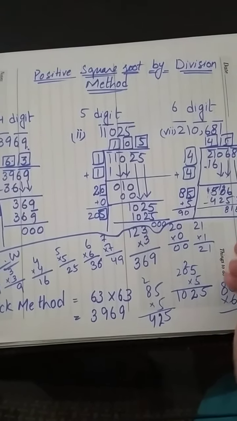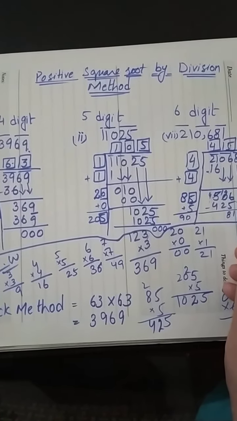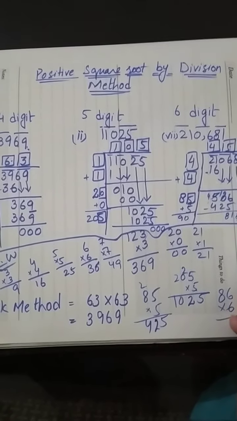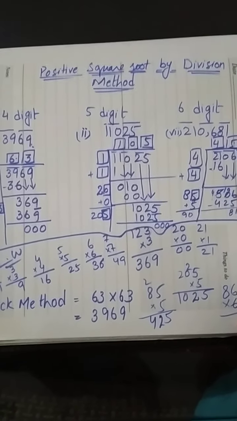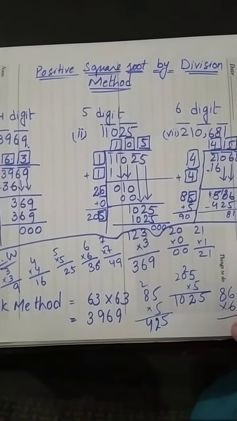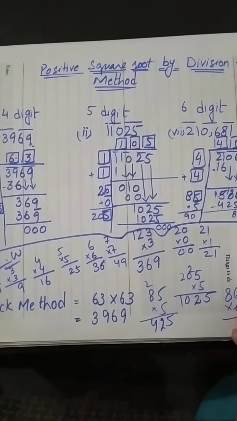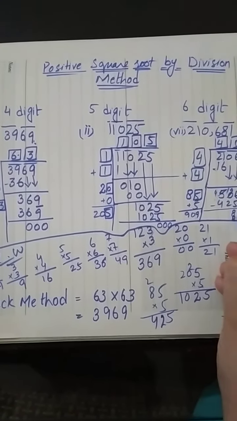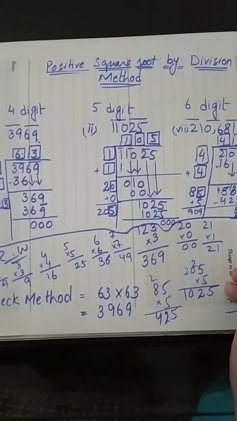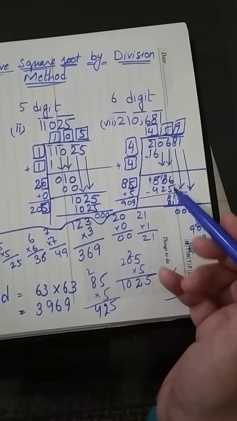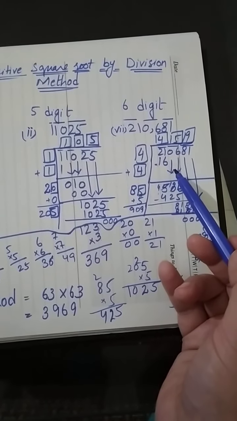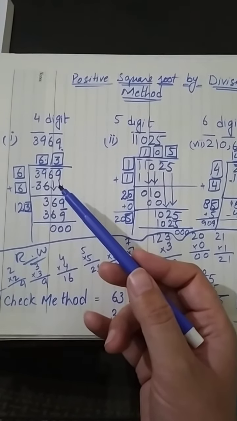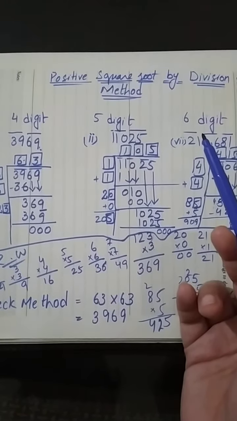Now you see that the last two digits are 81. If I multiply 909 by 9, 9 nines are 81, 9 zeros are 0, and 9 nines are 81. So 9 nines are 8181. Subtract the two, you will get 0. This is the method of how you solve a 6-digit number, a 5-digit number, and a 4-digit number to find the square root by the division method.